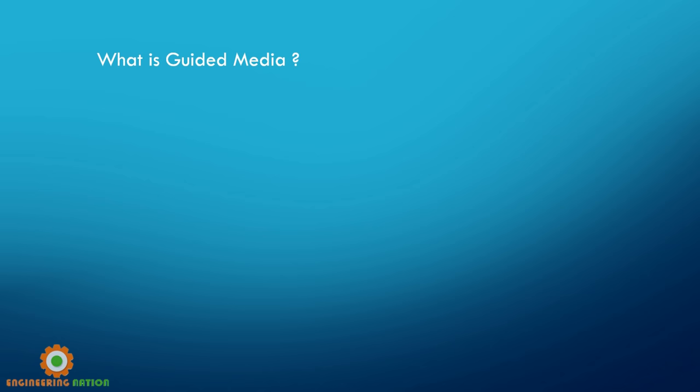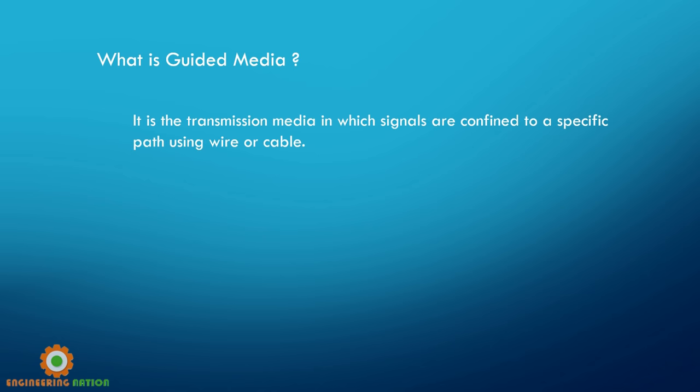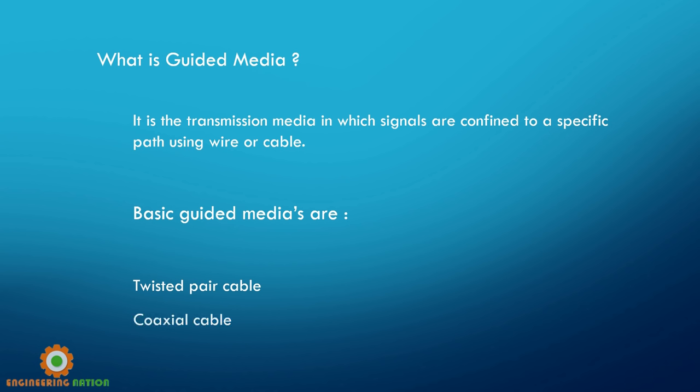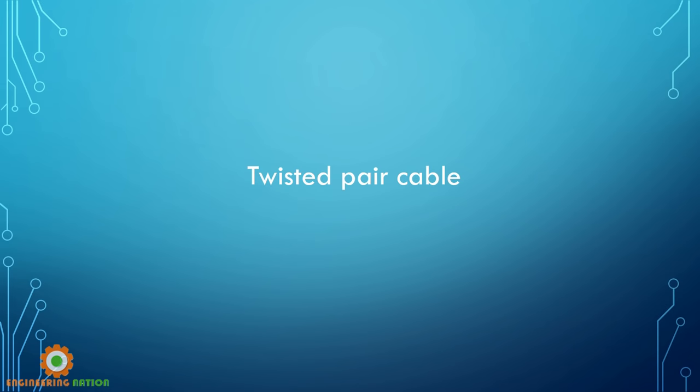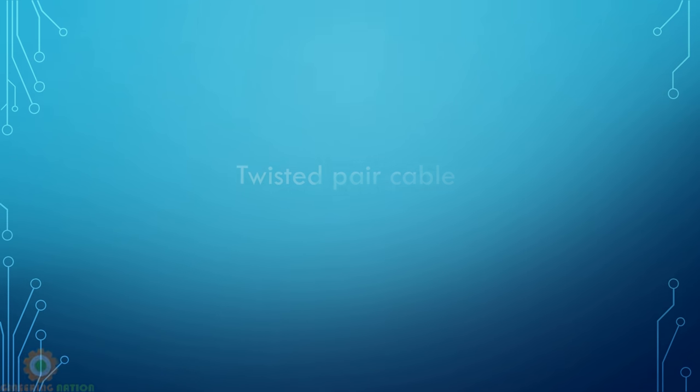What is guided media? It is a transmission media in which signals are confined to a specific path using wire or cable. Basic guided media are twisted pair cable, coaxial cable, and fiber optics cable. So these are the basic guided media. Now let's understand what is twisted pair cable.